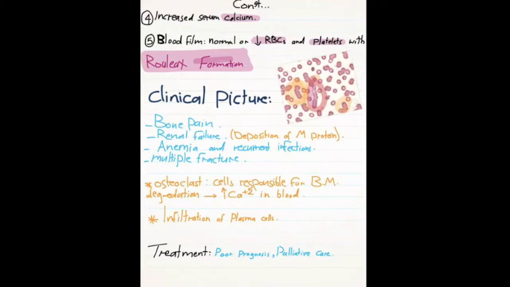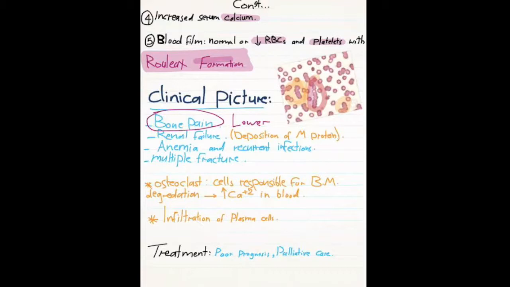In the clinical picture, here we are talking about the presentation, the signs and symptoms of the disease. Usually the patient will come and complain of bone pain, especially in the lower back of the spine. He will suffer from backache, especially in the lower segments of the spine, and also he will complain of anemia and recurrent infection. And why is that?